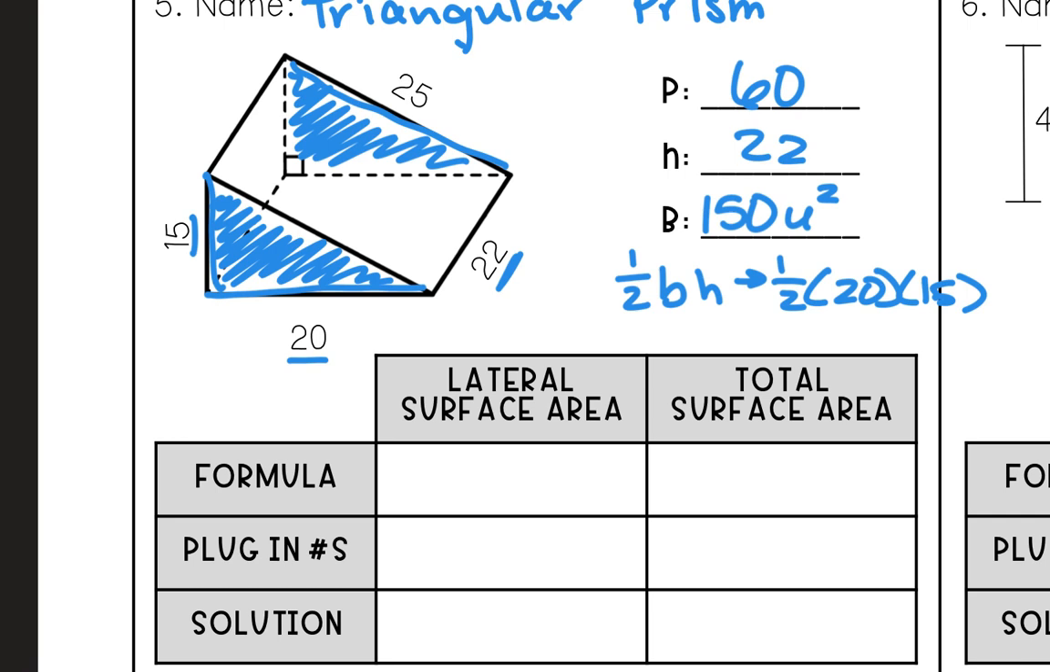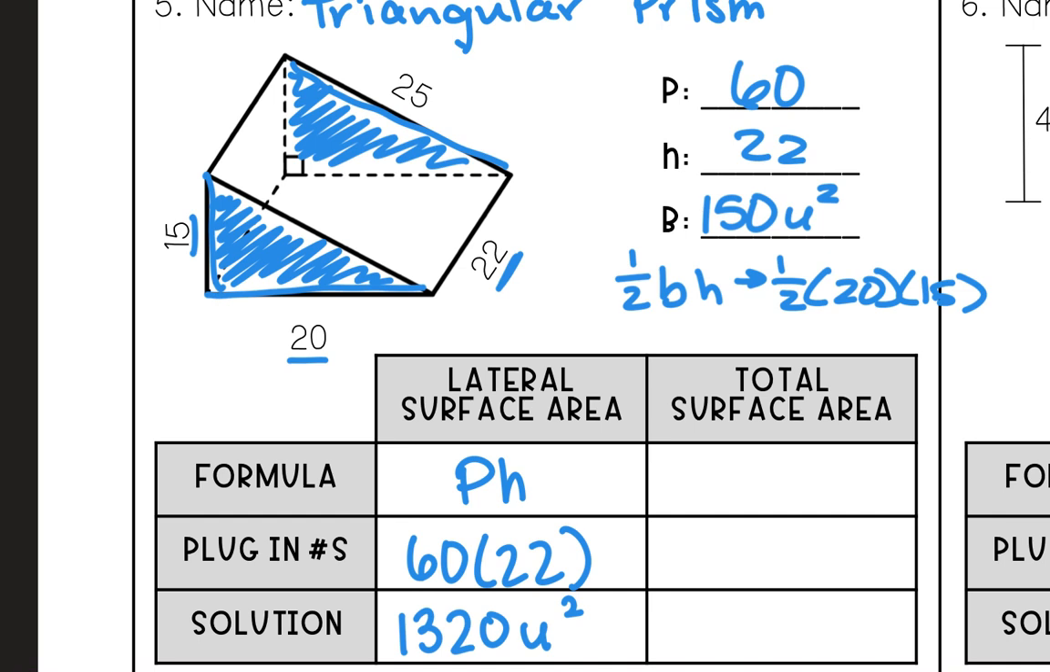So then moving on to finding lateral surface area, we're going to use the same formula for finding a prism, which is capital PH, or perimeter of the base times height. So then we need to plug in our numbers. Our perimeter of our base was 60 and our height was 22. So when we do 60 times 22, we should get 1,320 units squared, or just U squared. And that is our lateral surface area.